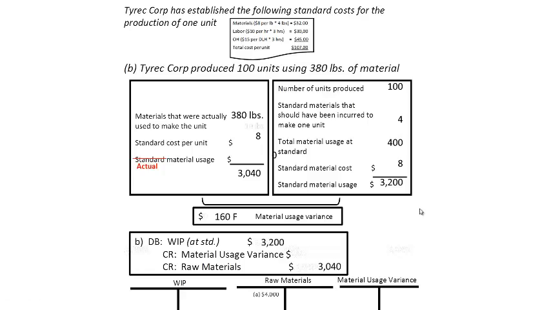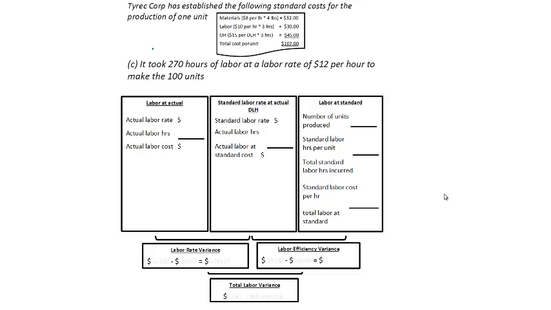Okay, the next item after that is to construct the journal entry, and that's going to be credit raw materials for $3,040, debit our work in process at standard at $3,200, and then credit raw material usage variance for $160. Okay, now C, we're going to calculate our labor inputs.